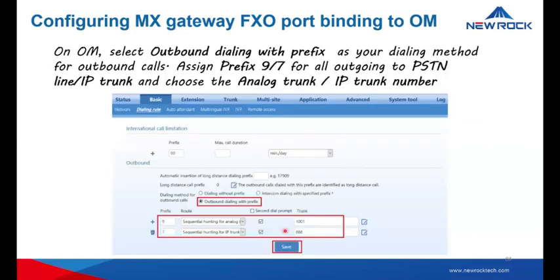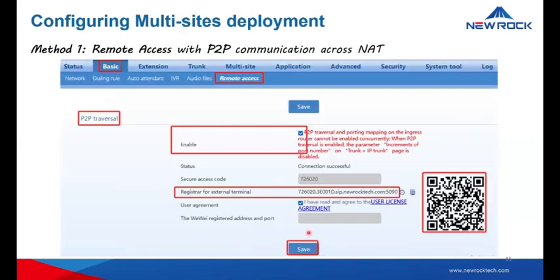Then after that, if you want to select the outbound dialing rule for your trunk, say press 9 if you want to do a hunting group on your analog trunk on OM, that is 101. For IP trunk, using the MX gateway, you can use the prefix 7, then select the virtual trunk 888. Then click OK. So the next part is configuring multi-site deployment.